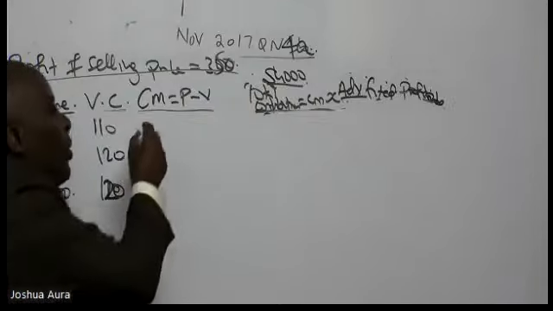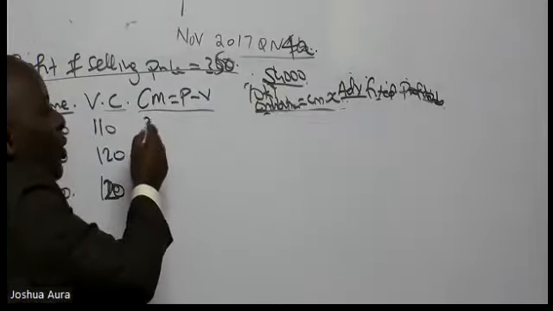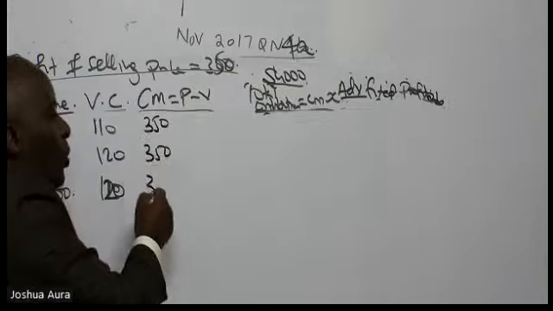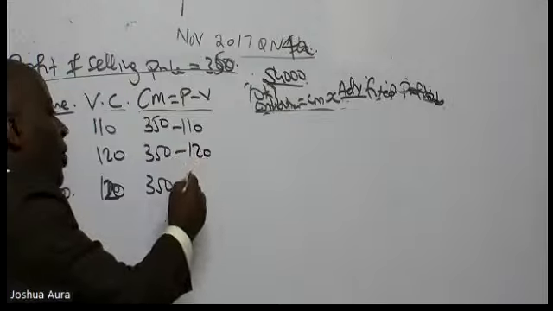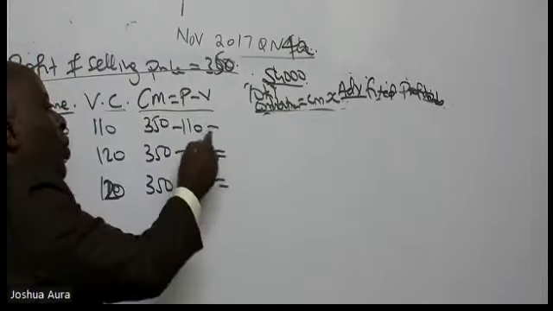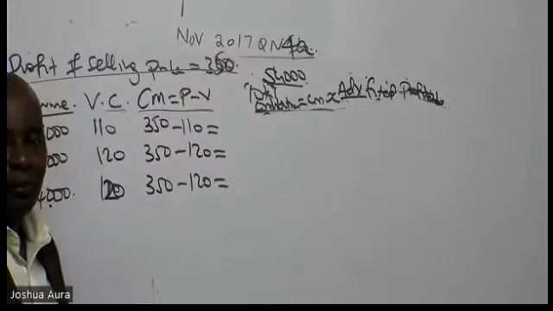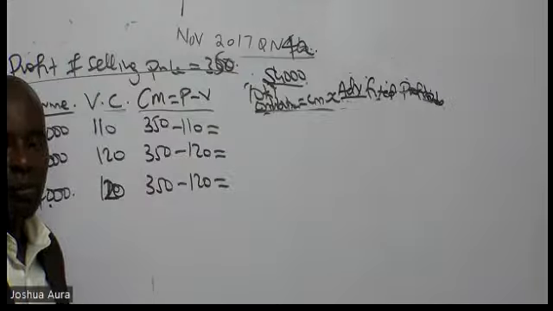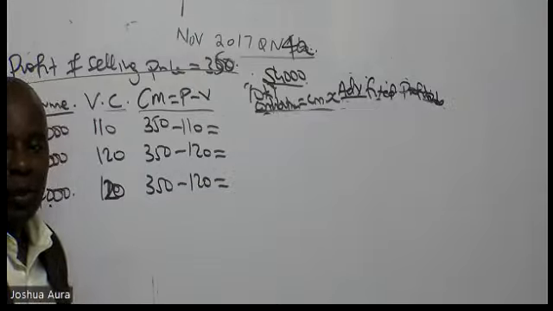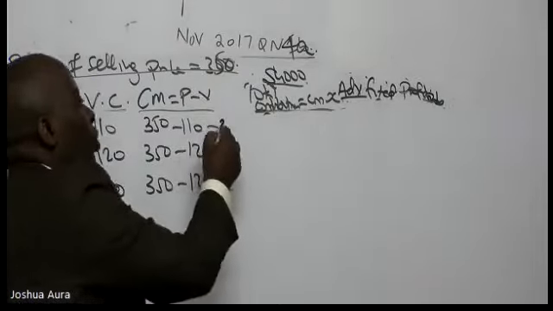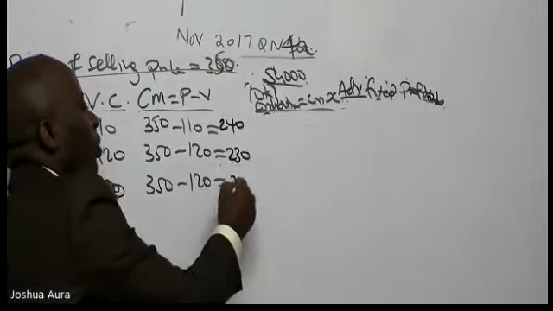So please give me the contribution margin. The price now is 350 throughout, minus 110 here, 120 here, and 120 there. Could you kindly give me these figures now? The first one, 240, 230, 230.